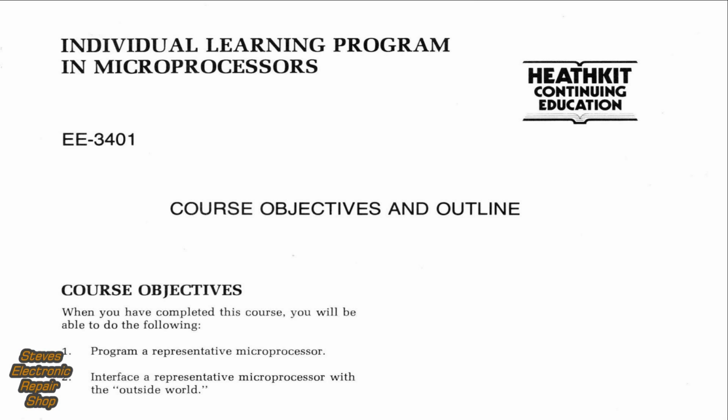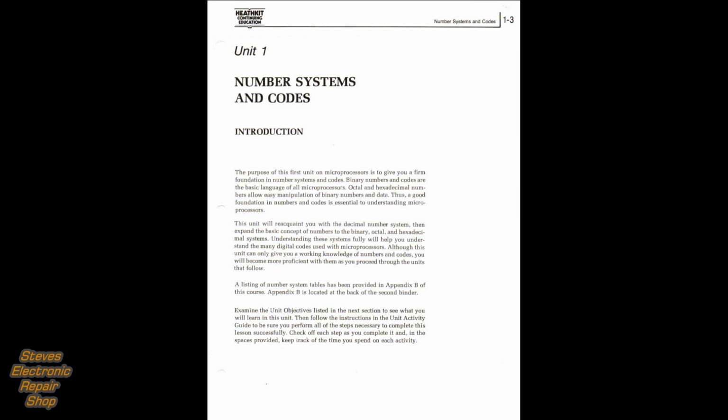Upon completion of this course, you will be able to 1. Program a microprocessor, and 2. Interface the microprocessor with the outside world. Immediately following the objectives, we'll find the course outline. This detailed outline shows the makeup of each unit. Now open your binder to Unit 1, Number Systems and Codes.